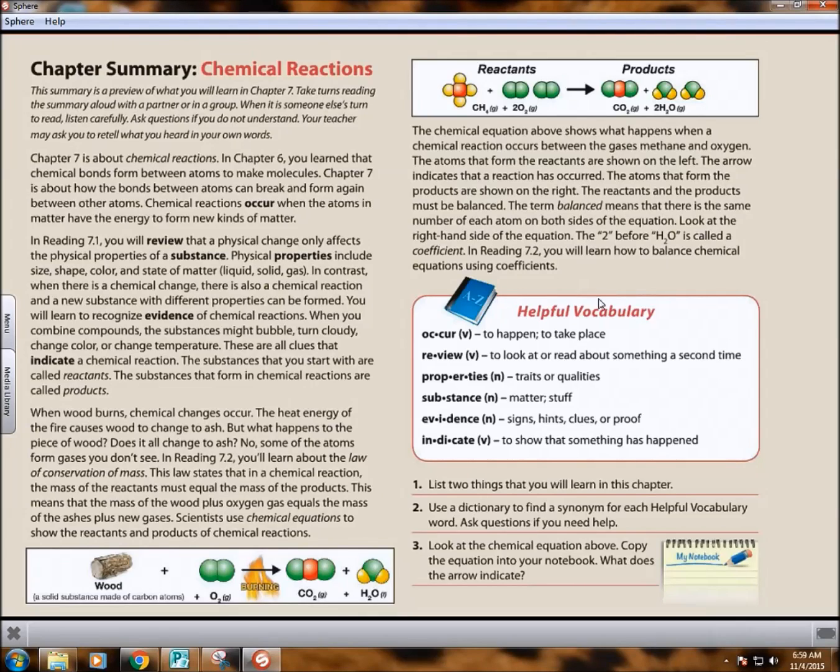Helpful vocabulary. Occur, to happen or take place. Review, to look at or read about something a second time. Properties, traits or qualities. Substance, matter or stuff. Evidence, signs, hints, clues or proof. And indicate, to show that something has happened.